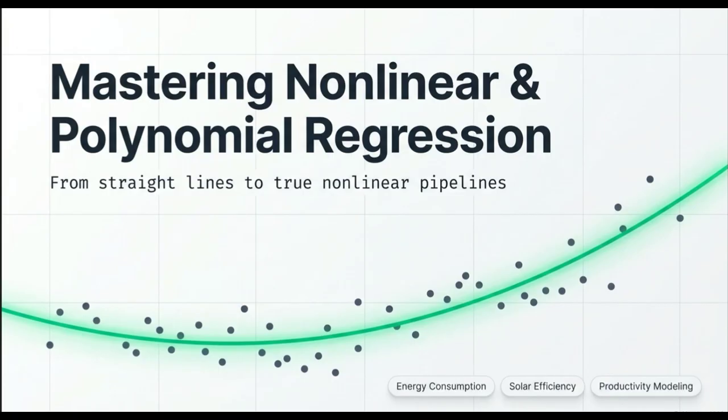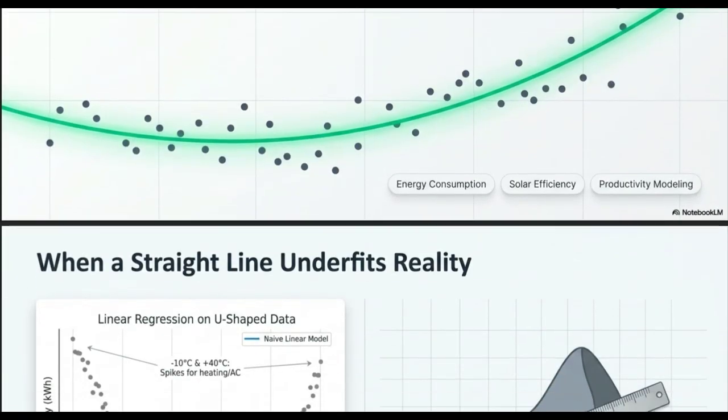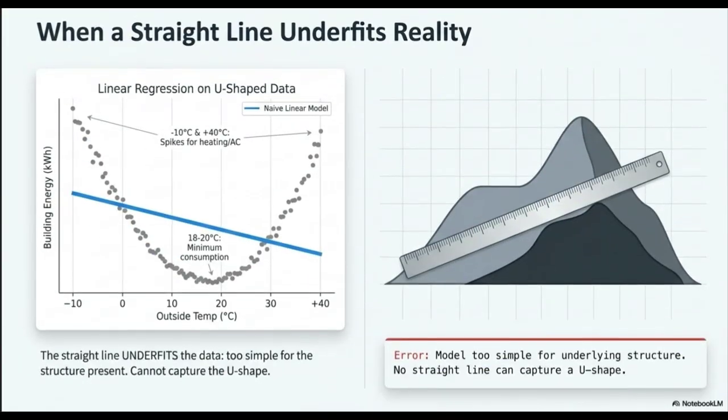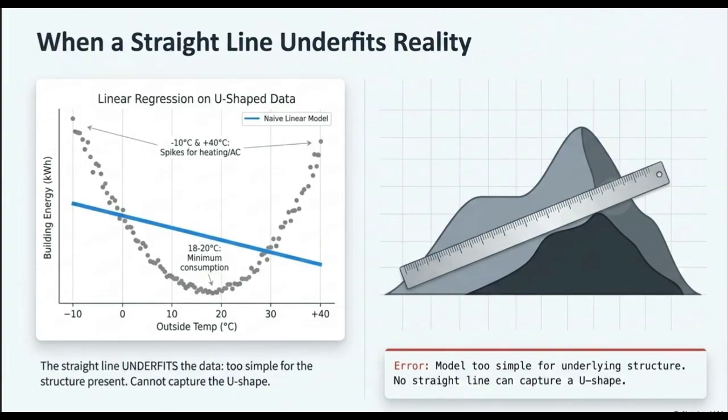To see exactly why a straight line fails so badly, let's map out a real-world scenario. Moving to slide 2. When a straight line underfits reality. Okay, so picture this. If you were to graph this data set out, mapping 365 days of a building's energy consumption on the vertical axis against the outside temperature on the horizontal axis, you'd see temperatures ranging from a freezing negative 10 degrees Celsius all the way up to a sweltering positive 40 degrees Celsius.